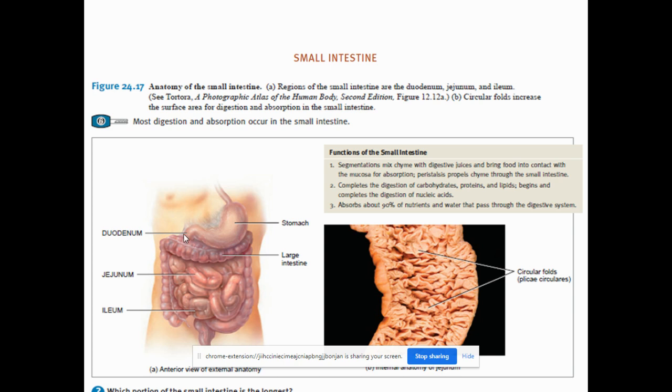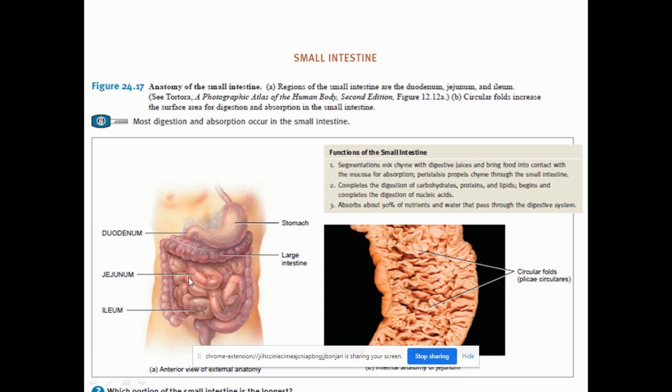Okay, and the next region is the jejunum. The length of the jejunum is around 1 meter or 3 feet. This will extend into the next region, the ileum. The length of the ileum is around 2 meters. So totally it is 3 meters and 10 inches in length.